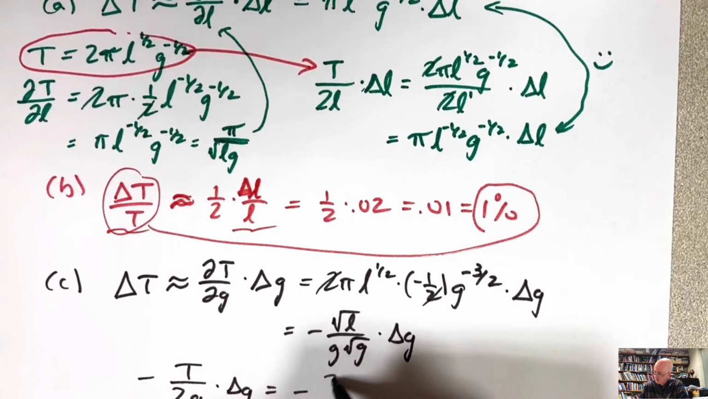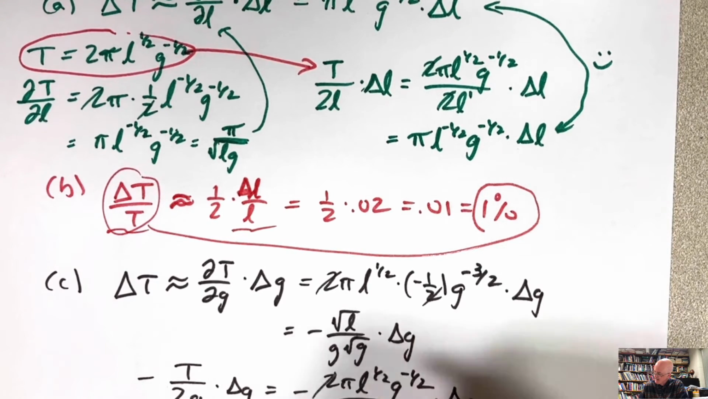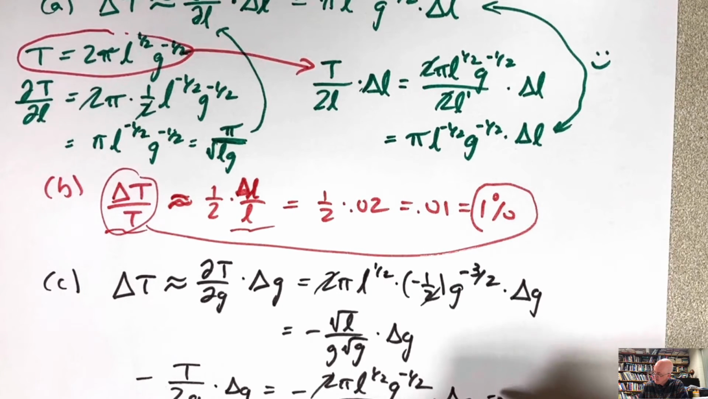Get negative 2 pi L to the 1/2 G to the negative 1/2. Divide by 2G times delta G. And the 2's divide out again. This does simplify to negative pi.